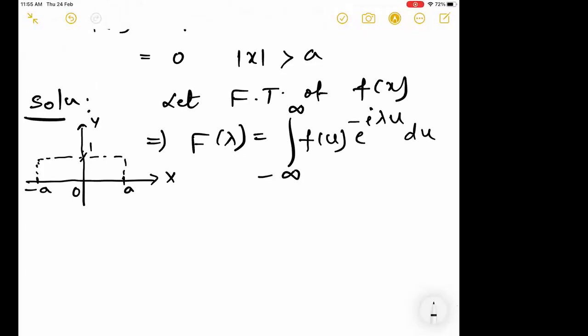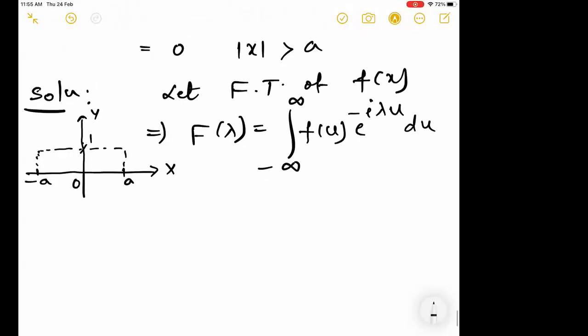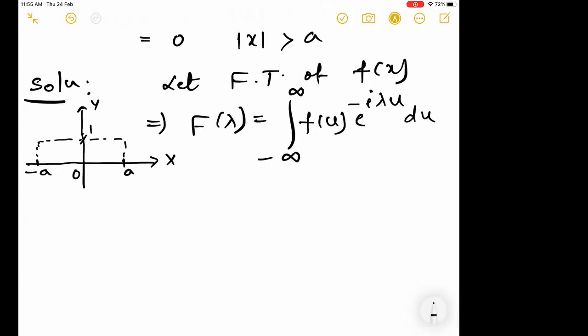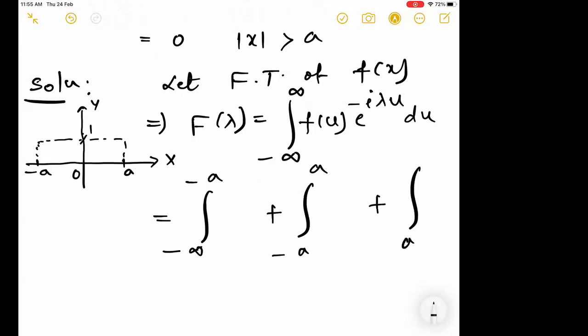I minus I lambda u du. So in this case, now you have to split the interval into 3 parts. So minus infinity to plus infinity can be written as minus infinity to minus a, then minus a to plus a, and then a to infinity.